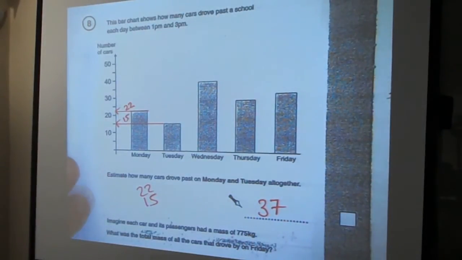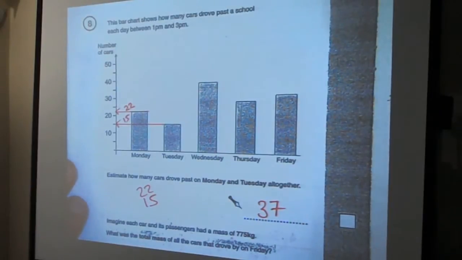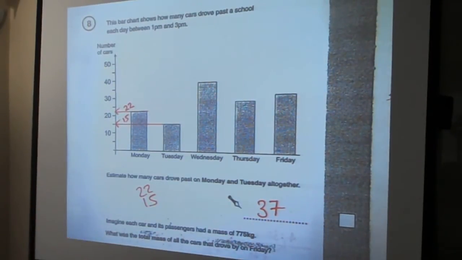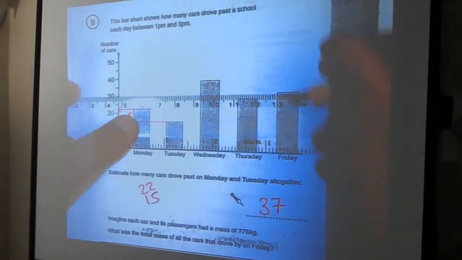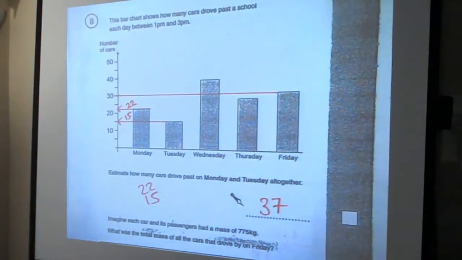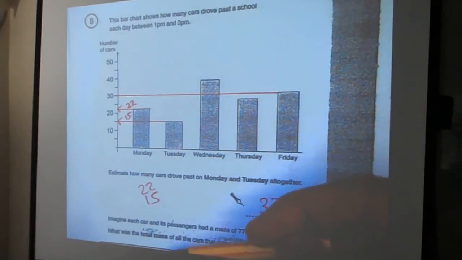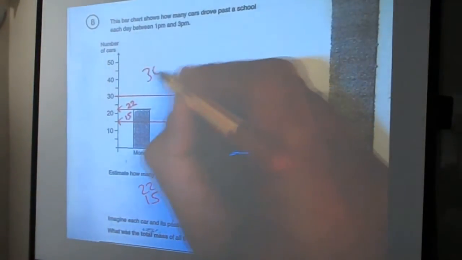Okay, lovely. Right, next question says, imagine each car and its passengers had a mass of 775 kilos. What was the total mass of all the cars that drove by on Friday? What kind of cars are those? They only weigh that much. Never mind. So, Friday. What do we get for Friday, folks? How many cars? Did we get exactly 30 for Friday? Yeah. So now, rather than do the calculation underneath, I'm going to do it over here on the top. So we've got 30 cars.